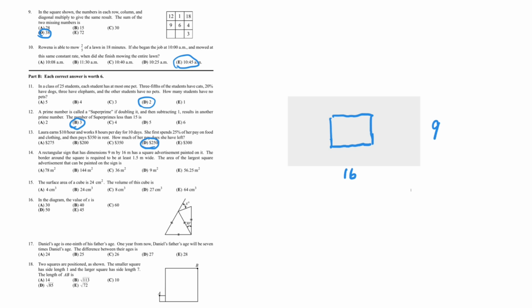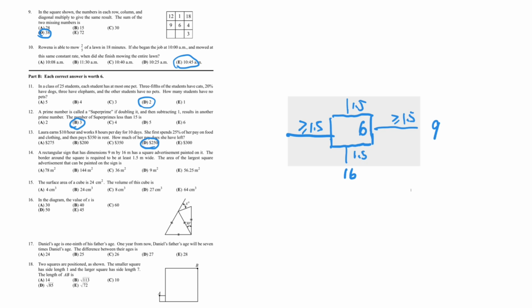So the minimum border around the square is the 1.5. So this side also 1.5. The border must be at least, so it must be greater or equal to 1.5. That's okay, greater or equal to 1.5, at least. So now the square side length will be the 9 minus 1.5 minus 1.5. That's the 6.